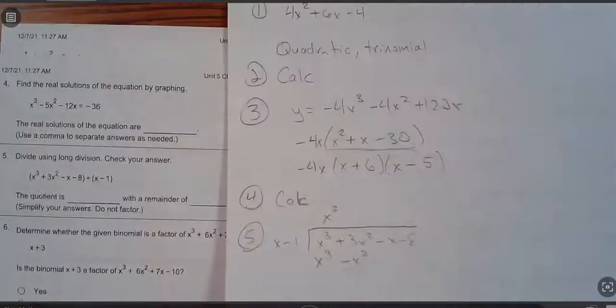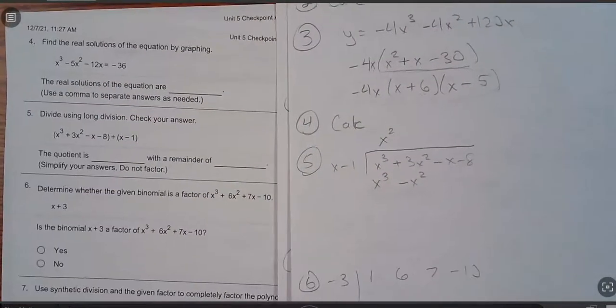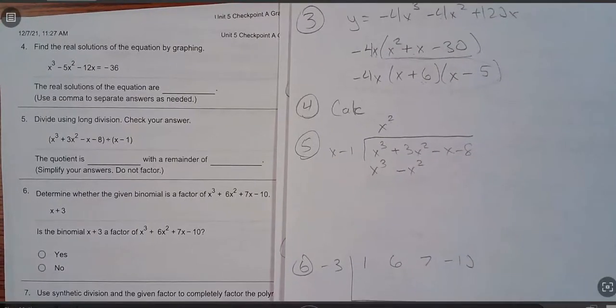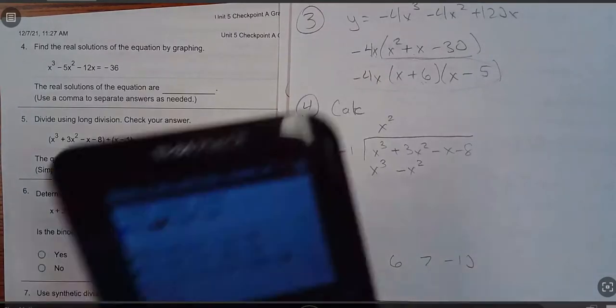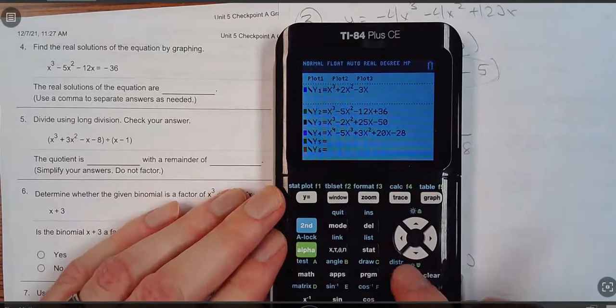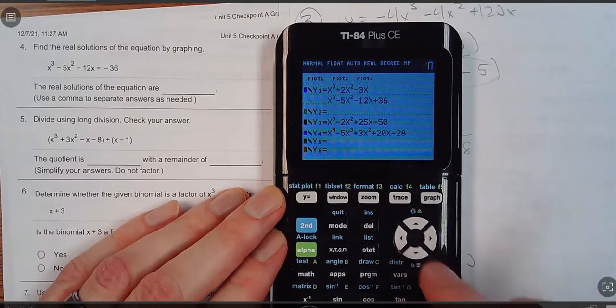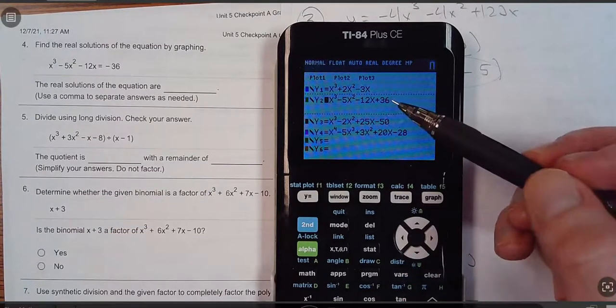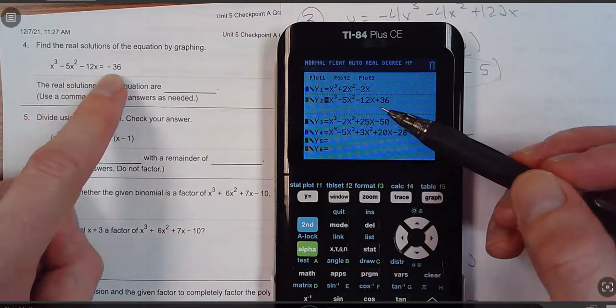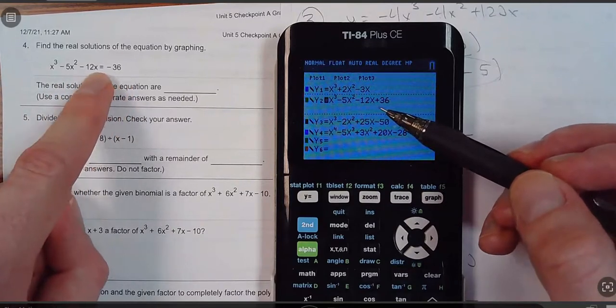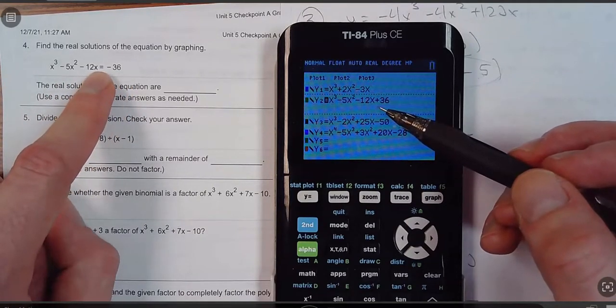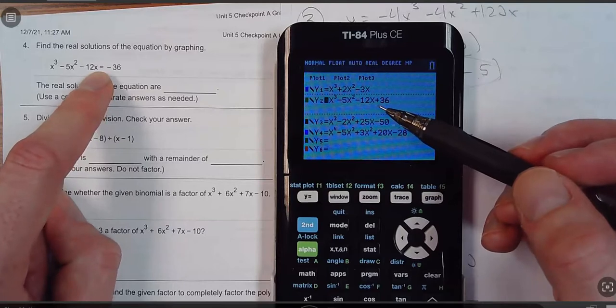Number 4, let me line these up here a little bit. Number 4, use our calculator for us. It's to find the real solutions just using your calculator. So I'm going to turn this off and this one on. Type into the calculator, make sure it's set equal to 0. So I brought the negative 36 over, now it's plus 36 equals 0.